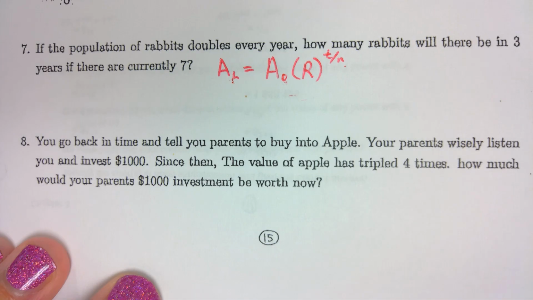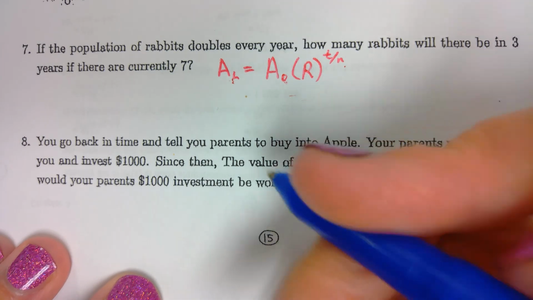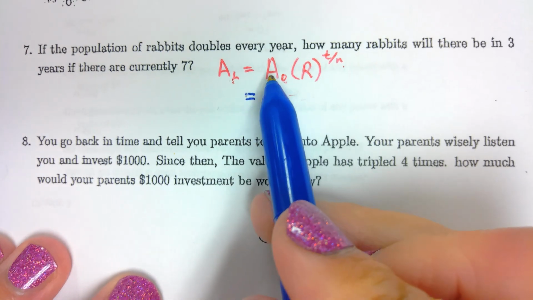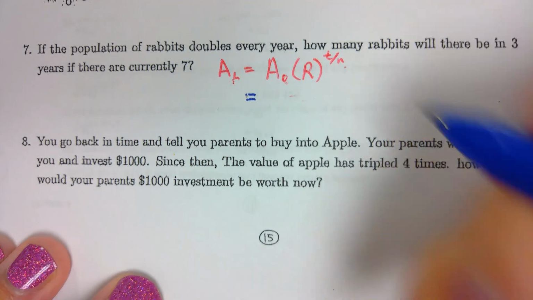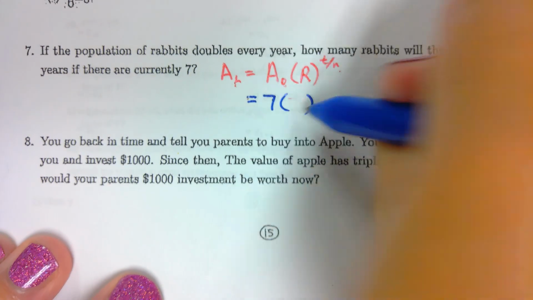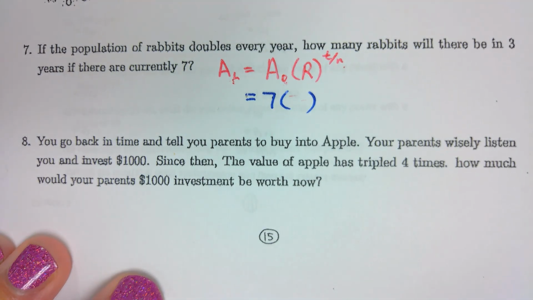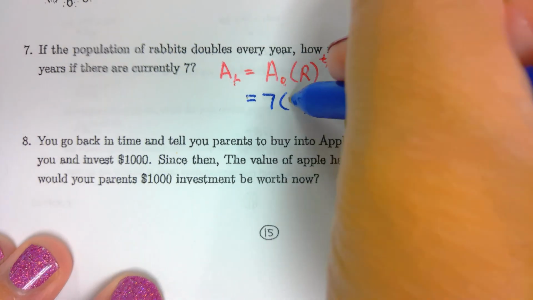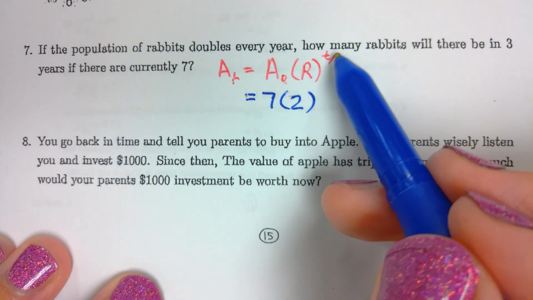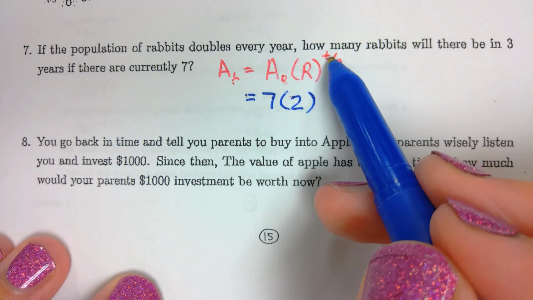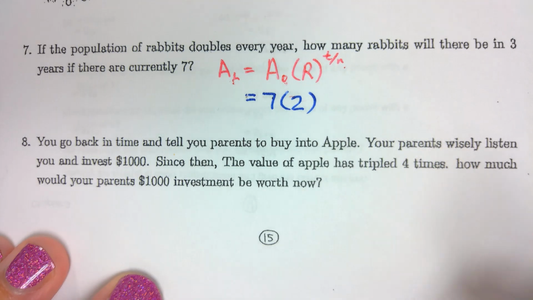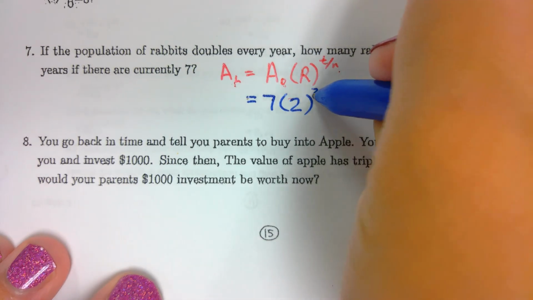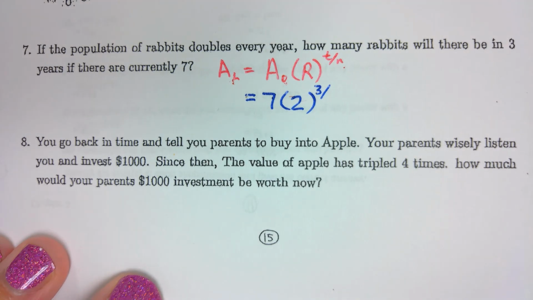Okay, so let's apply this formula. Initial value. How many rabbits were there initially? 7, right? Okay, what's the rate of change? Yep, 2, because it's double. So my R is 2. How long are we talking about in the question? How long are you trying to figure out? In 3 years. And how often does it change?